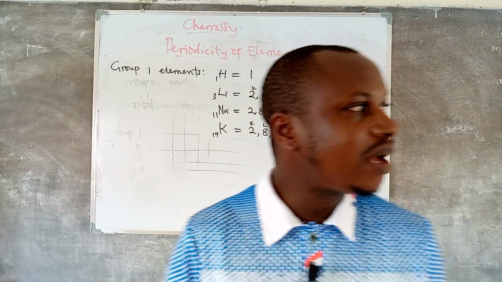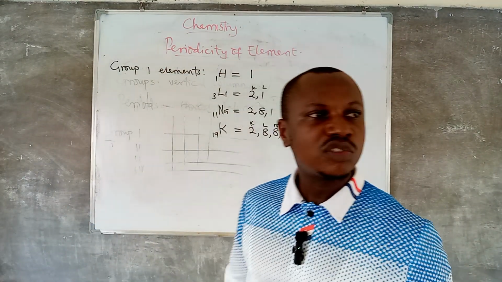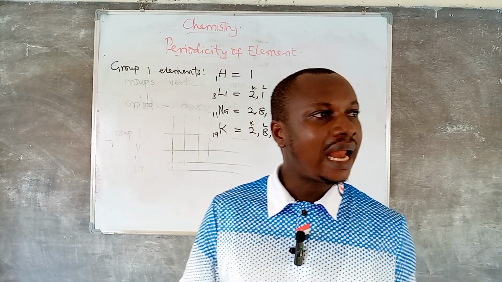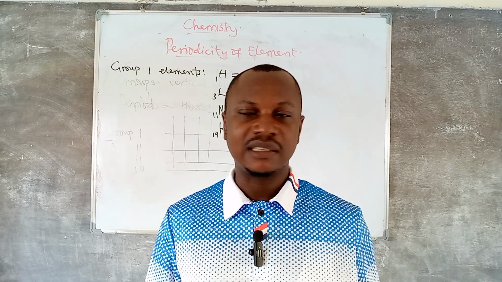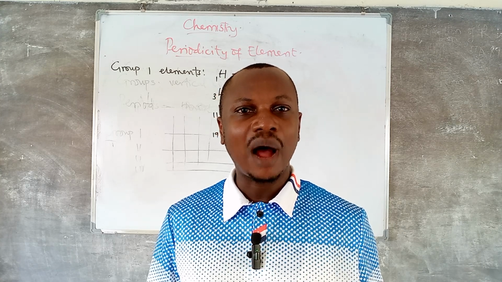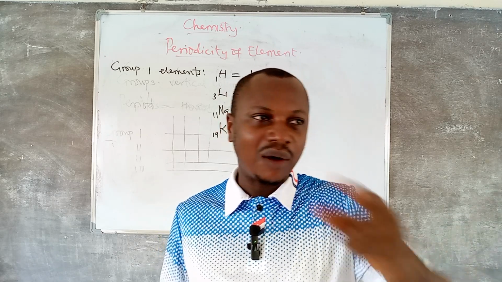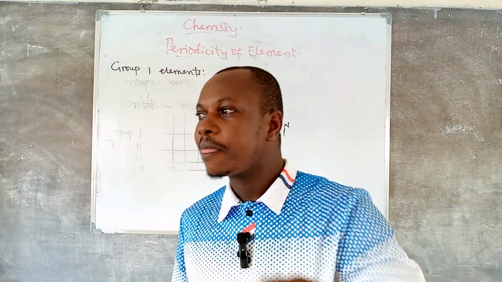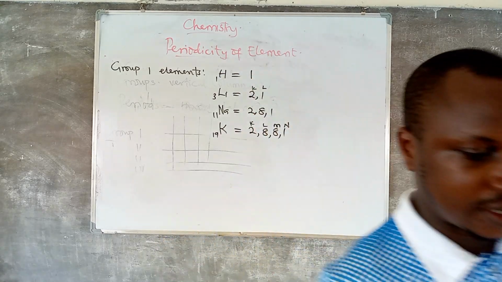Another example, elements of group 2 will have two valence electrons each. Elements of group 3 will have three valence electrons each. What are we trying to say? Elements in the same group will have the same number of valence electrons. And I have explained what a valence electron is: the total number of electrons on the outermost shell of an atom. The outermost shell, the last shell of every atom, count the number of electrons there. Any number you see there is where they should be placed in the periodic table. That is it.